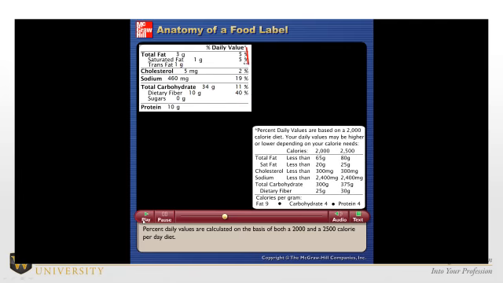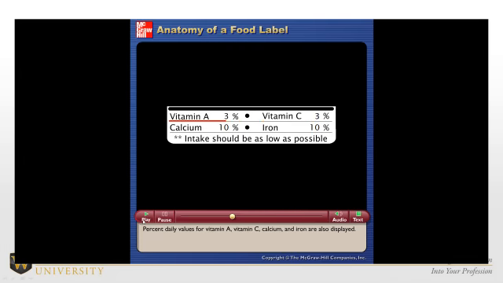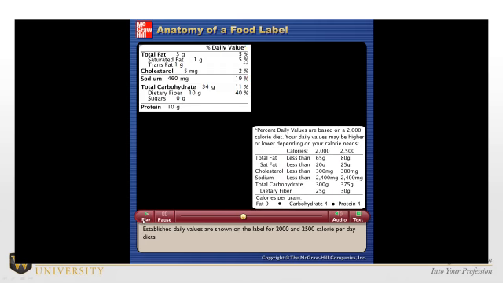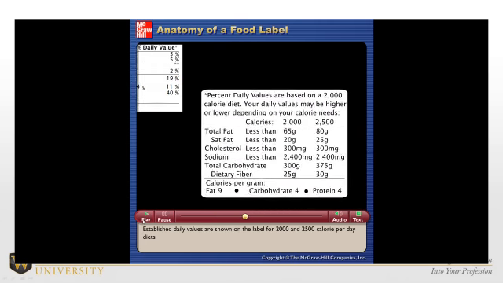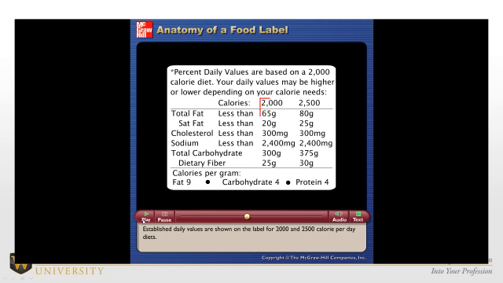Percent daily values are calculated on the basis of both a 2,000 and a 2,500 calorie per day diet. Percent daily values for vitamin A, vitamin C, calcium, and iron are also displayed. The percentages of daily values are calculated from the established daily values for these components. The established daily values are shown on the label for both the 2,000 and 2,500 calorie per day diets.